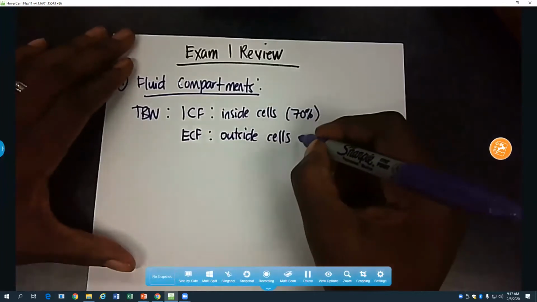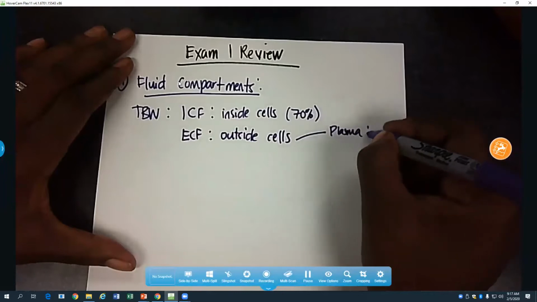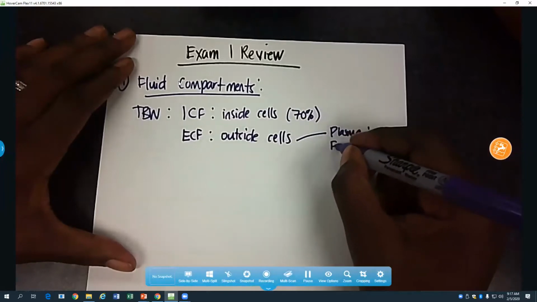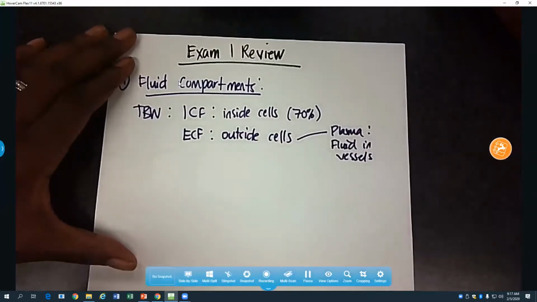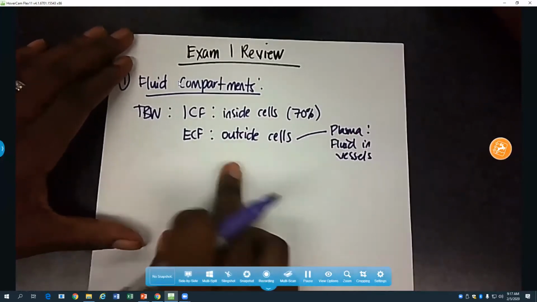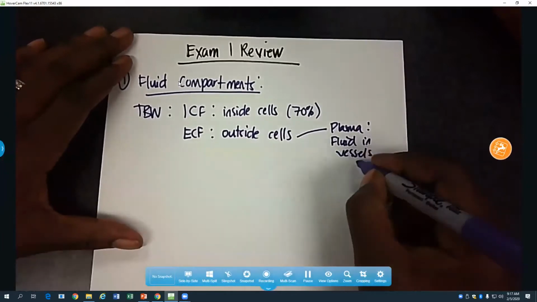And then we further divided the extracellular fluid into the plasma. This we described as being fluid in vessels. And that was a larger chunk of that 30%, all right? No, I'm lying. That was a smaller chunk, so that's about 10%.